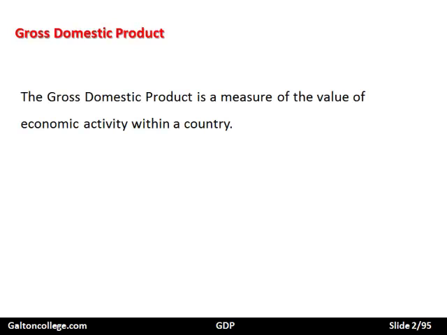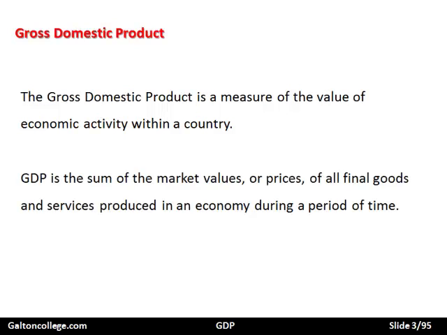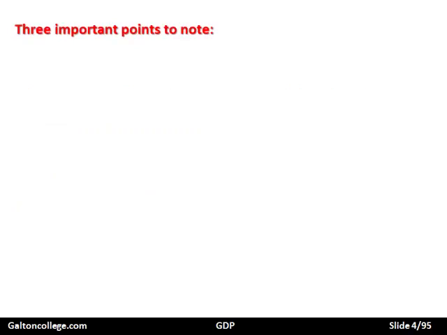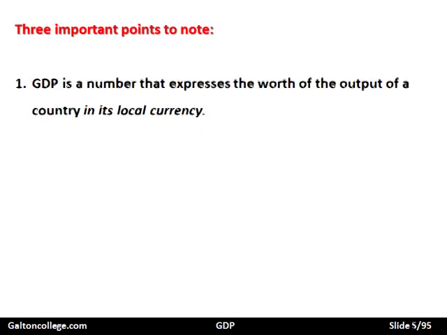Now, this is a measure of the value of the economic activity within a country. The GDP, the gross domestic product, is the sum of the market values or prices of all final goods and services produced in an economy during a period of time. So all final goods and services. It does not include work in progress or semi-finished goods. So it's the value of all the final goods and services produced in an economy in a given period of time. There are three important points to note.